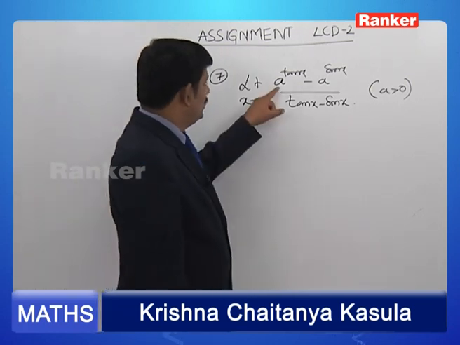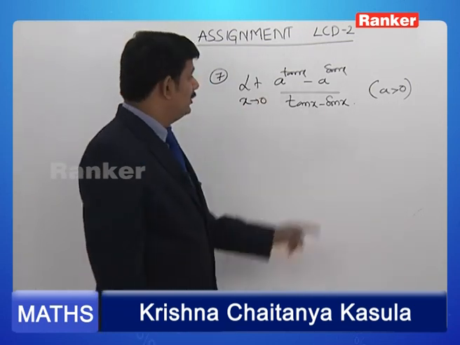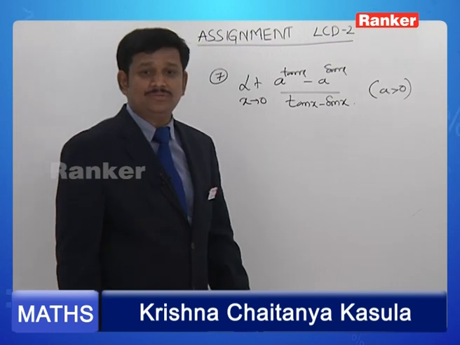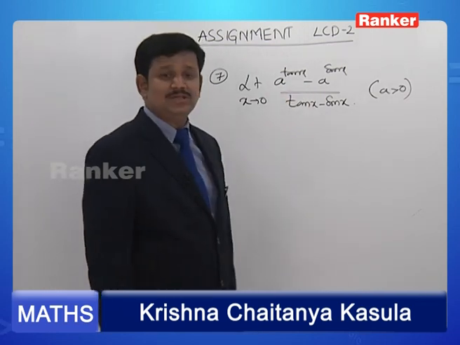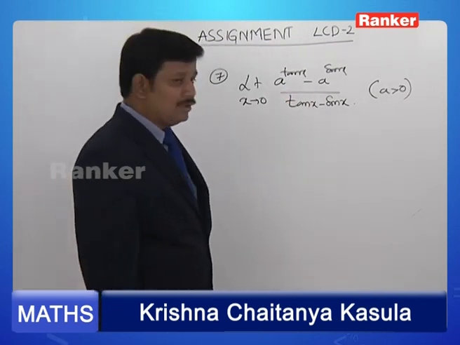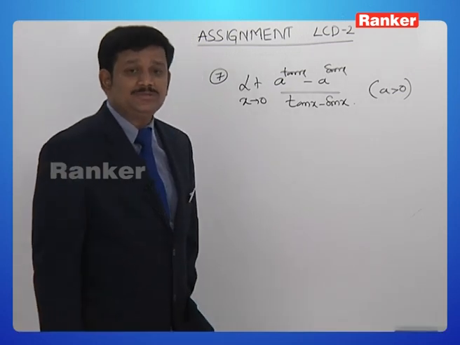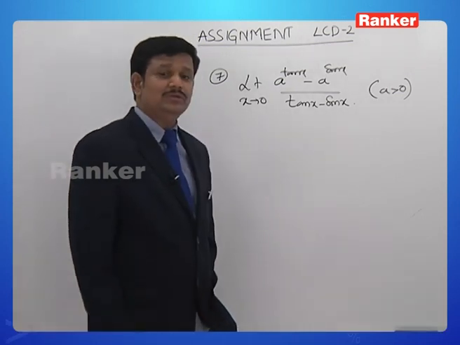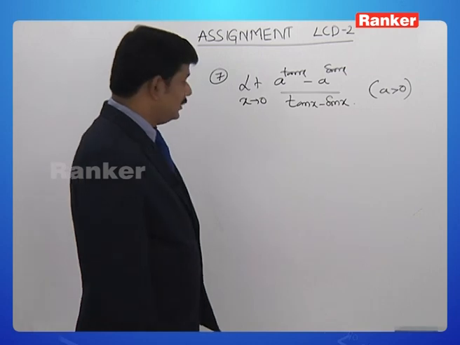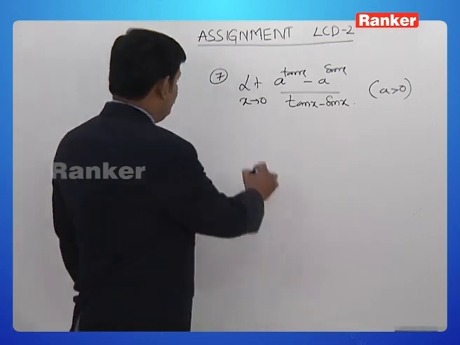And also, a power tan x tends to 1 and a power sin x also tends to 1. Numerator, the difference tends to 0. So it's a 0 by 0 form. Either we can apply L'Hospital rule or we can even do it without L'Hospital rule. So in this question, let us do it without L'Hospital rule.